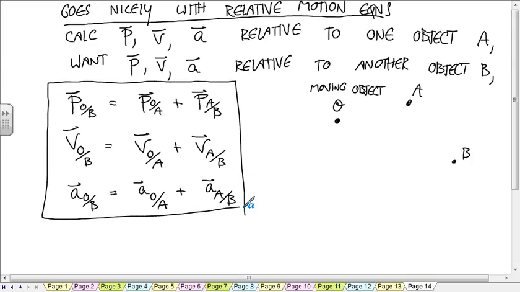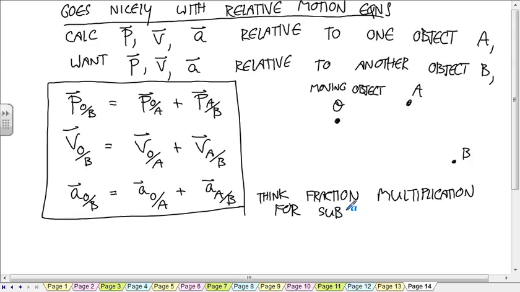The way to remember these, by the way, is to think of fraction multiplication of subscripts. You know, that's not like a real thing, but it's just a mnemonic device. So notice if you multiplied the fractions O over A times A over B, the A's would cancel and you'd get O over B, and that's what we want.